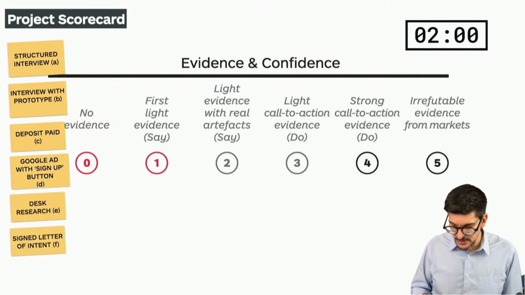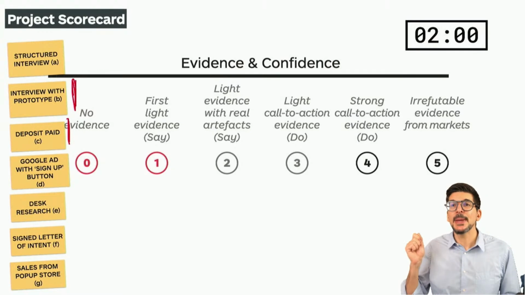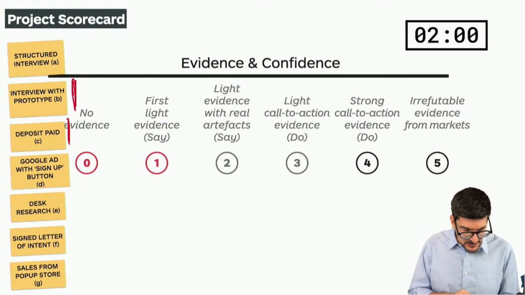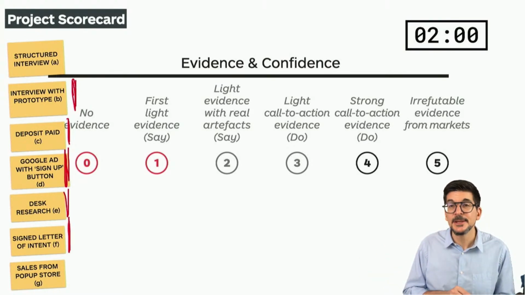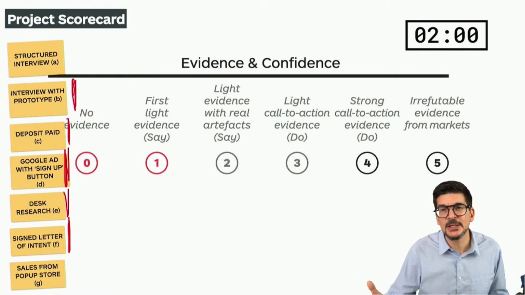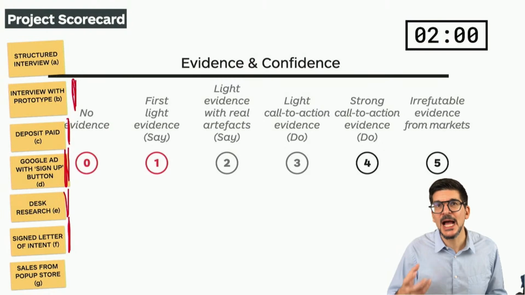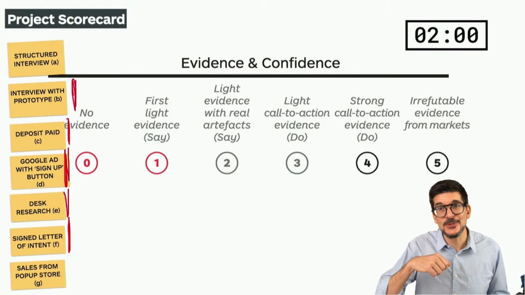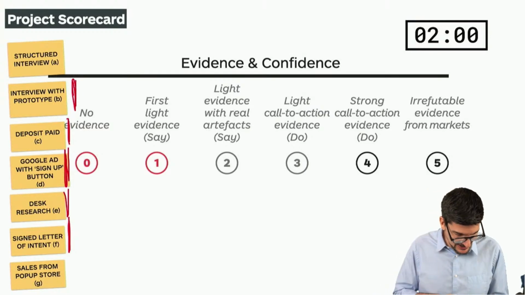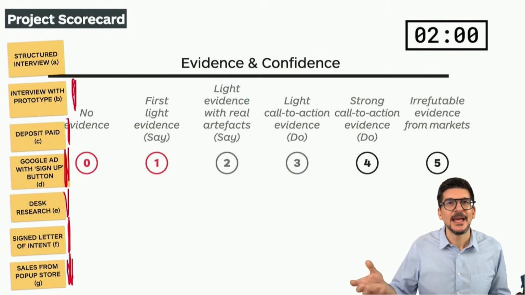A, an interview. B, you've got here an interview with a prototype. C, a deposit paid means they paid something to get the real product afterwards. D, you have Google ads with a sign up button. E, you have desk research, which means somebody's been searching on the internet, getting reports. F, a signed letter of intent. A letter of intent is if somebody, in particular in business to business, this works well, signs a document to officially say, I'm interested in working with you as a company, and if you launch the product, I will buy it. It's not legally binding, but there's a signature, right? People don't like putting signatures under their things. And G, sales from a pop-up store, that's more in business to consumer. You put up a store for 3 months, and you see if stuff is selling.